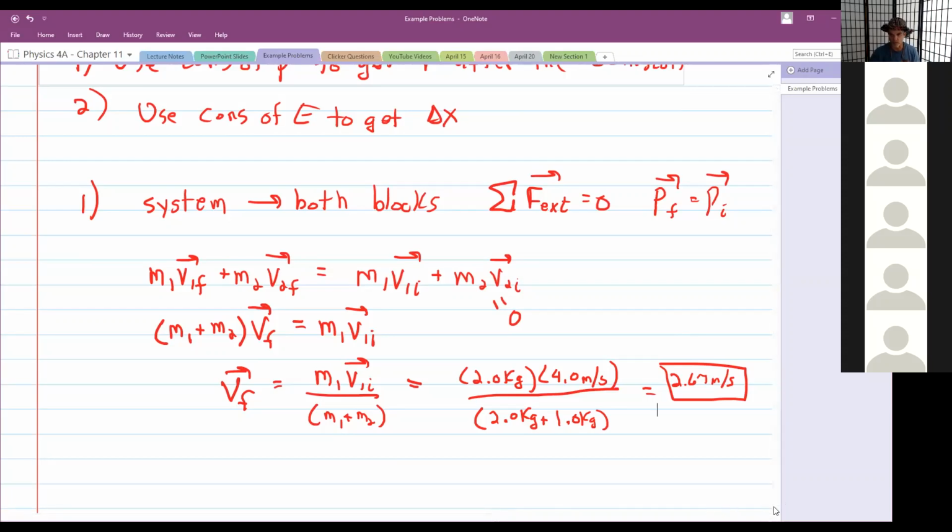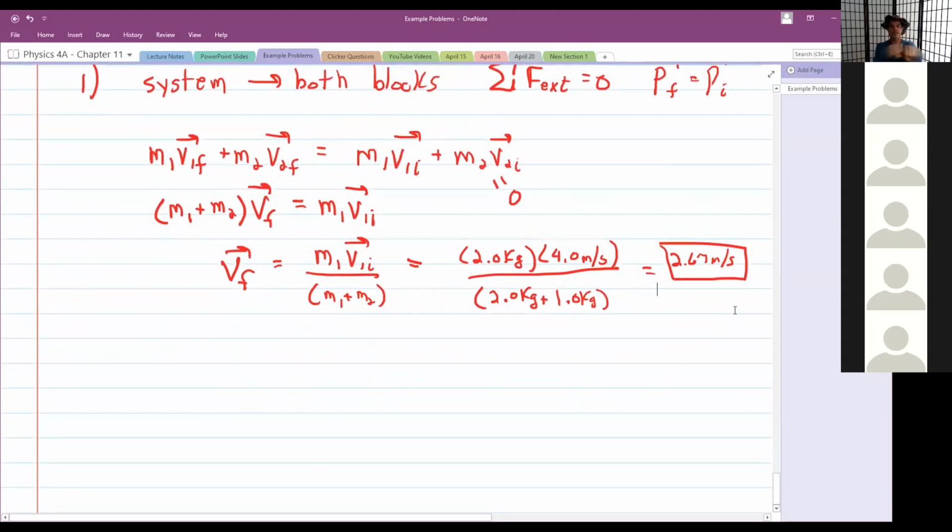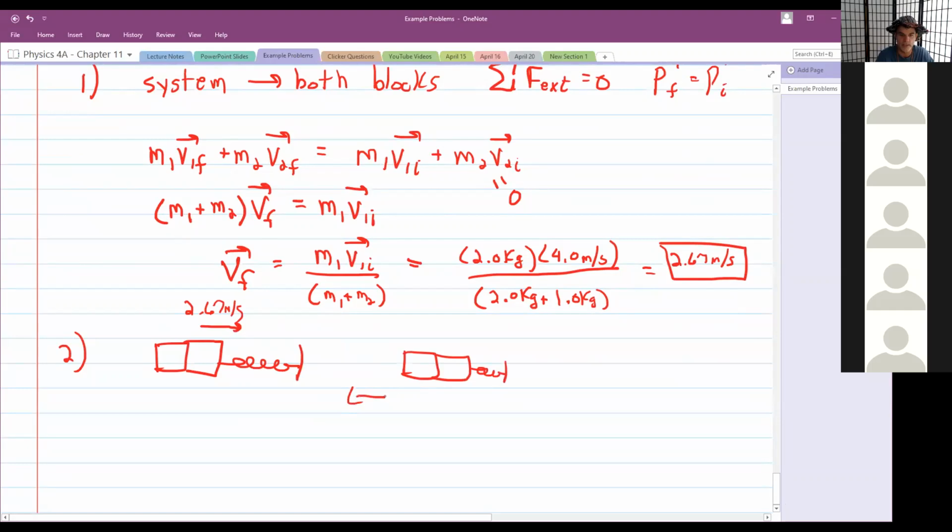One thing we need to assume is the collision takes place very quickly. So now they're moving at 2.67 meters per second before the spring starts to compress. For this situation, I've got 2 blocks connected to a spring, and these blocks are moving at 2.67 meters per second. Now they're going to compress that spring a certain distance, delta x.